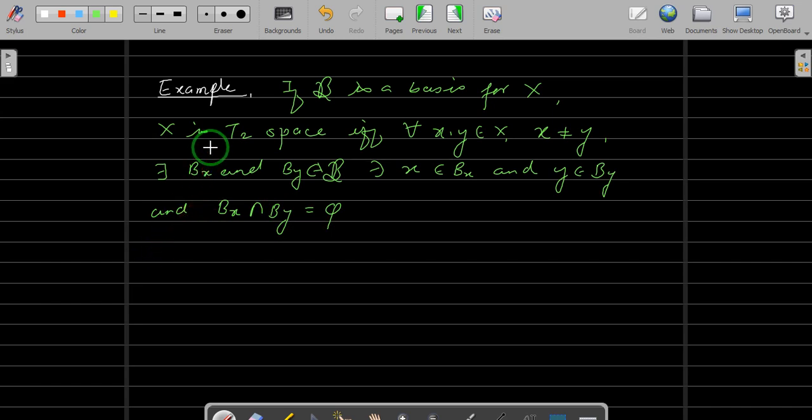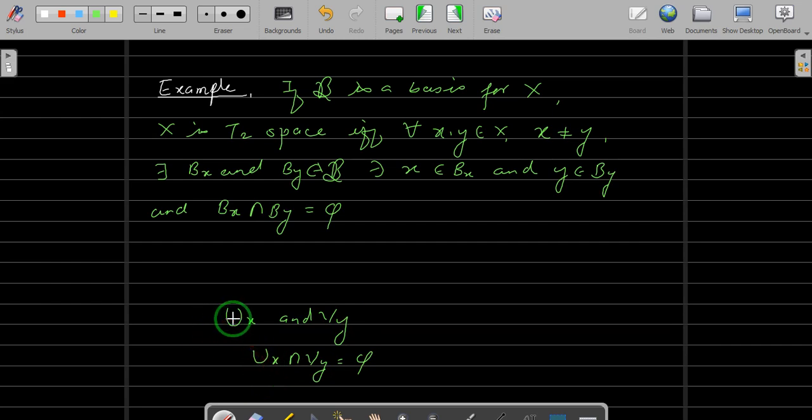Okay, one way is very straightforward. If for all x and y we can find these basic neighborhoods, then it's a T2 space, because we know that Vx and Vy are open sets, basic open sets. So if the second condition holds, then naturally, by the definition of a T2 space, it will be a T2 space. Secondly, if you assume that X is a T2 space, then you can find two neighborhoods, say Ux and Vy, which need not be basic neighborhoods, such that Ux intersection Vy is empty.